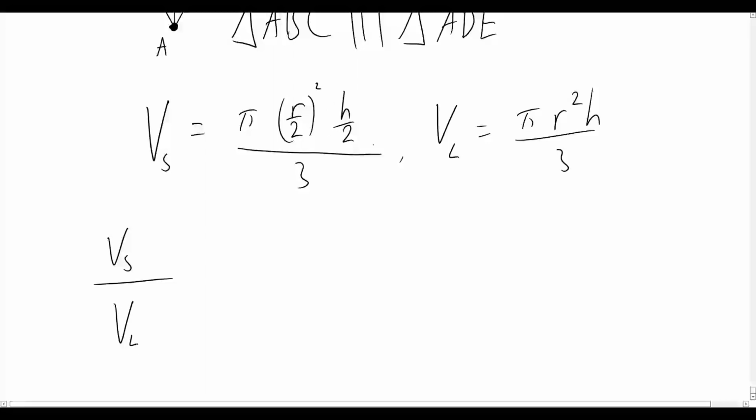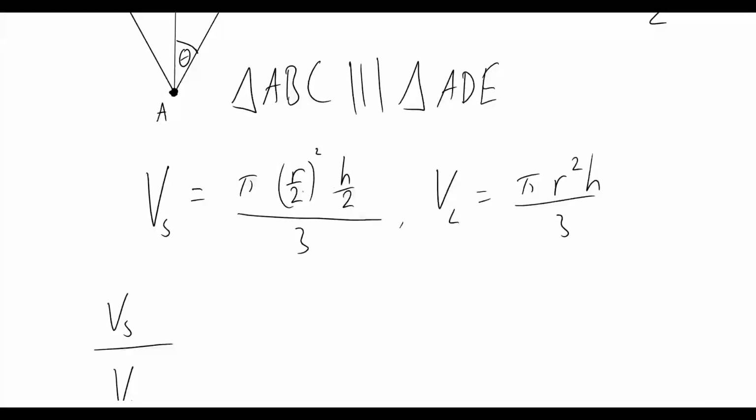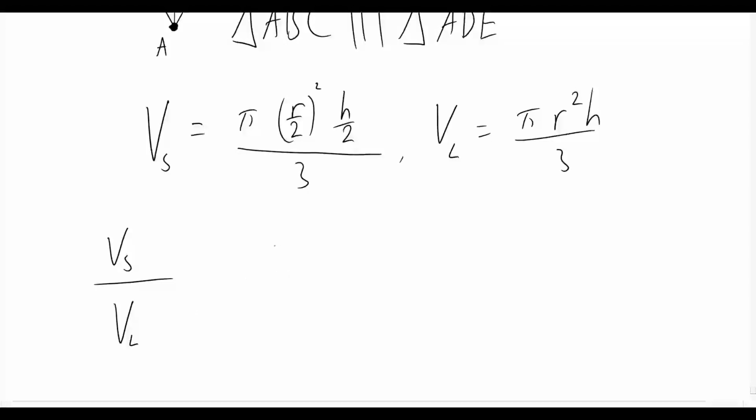Well, clearly the only actual difference here is that we've got r over 2 squared, which means we'll be introducing a factor of 1/4, and then h over 2, that's a half, so that'll become 1/8. So putting V sub S over V sub L, what we end up seeing is that 1/8 of the volume of the larger cone is actually filled up with V sub S. And if we wanted to write that out as a percentage, that is going to be 12.5%. And there you have it.